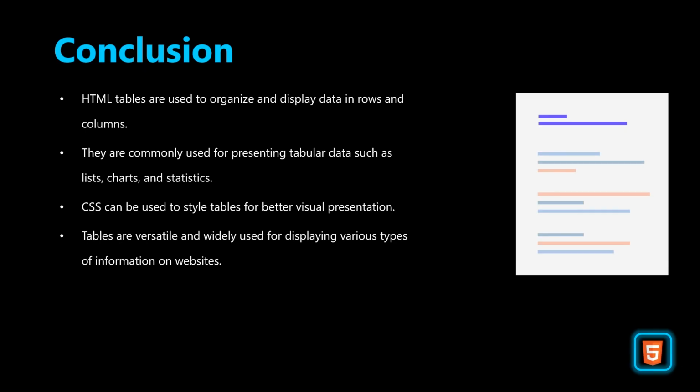Conclusion. HTML tables are used to organize and display data in rows and columns. They are commonly used for presenting tabular data such as lists, charts, and statistics. CSS can be used to style tables for better visual presentation. Tables are versatile and widely used for displaying various types of information on websites.